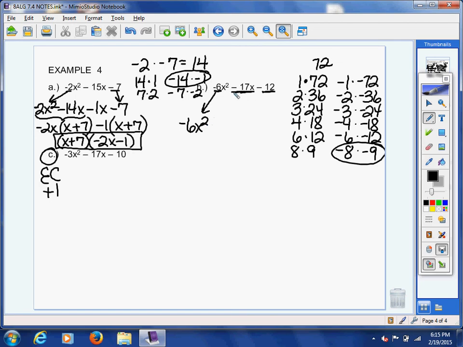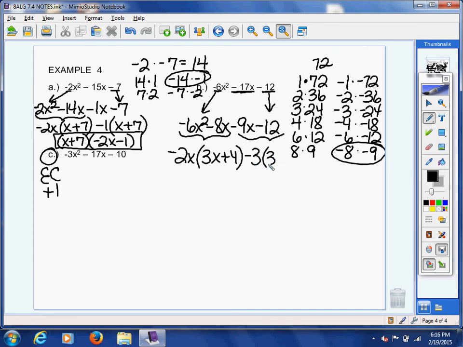So we're going to drop down that -6x squared. We're going to rename -17x as -8x and -9x, and then we're going to drop down our -12. Because we created a 4-term polynomial, we can factor by grouping. And so let's pull out a -2x. That's going to leave us with 3x and positive 4. And let's do it again. Pull out a -3, and we'll leave behind a 3x and a positive 4 as well. So that looks really good. We have our common binomial. We'll pull that out, and then what you're left with is those two binomials. So that's really the long and the short of it.